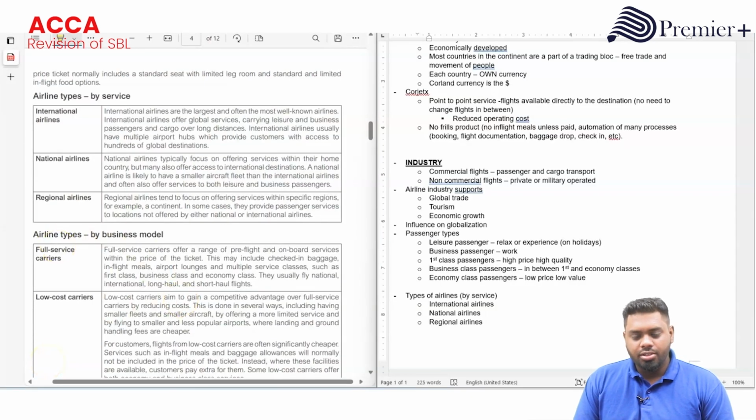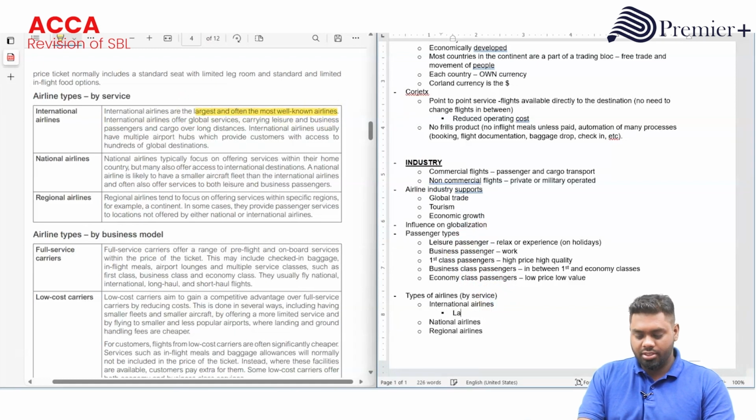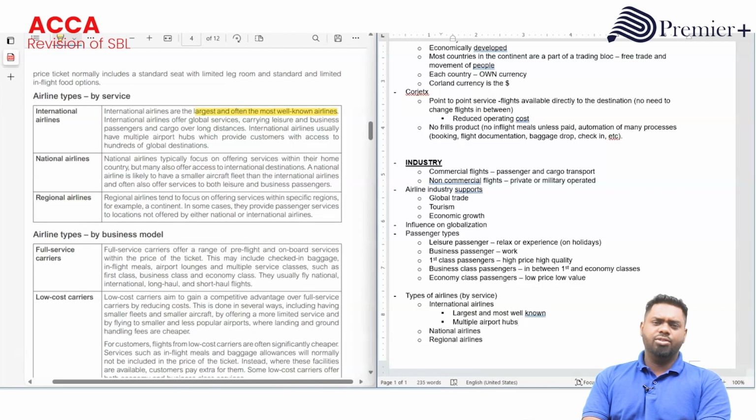Right. So international airlines are the largest and often the most well-known airlines. International airlines offer global services, carry leisure and business passengers, and cargo over long distances. They usually have multiple airport hubs which provide customers with access to hundreds of global destinations. The best advantage is multiple airport hubs, so you can have access to many destinations through international airlines.